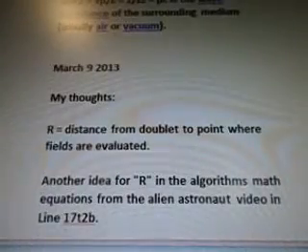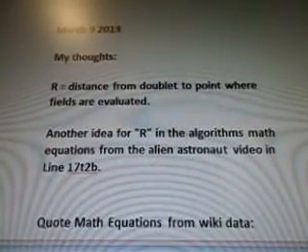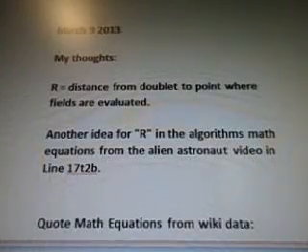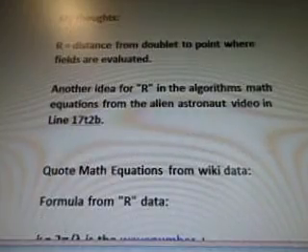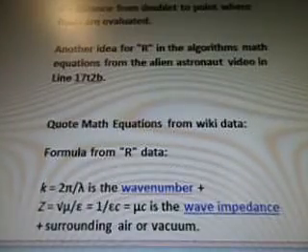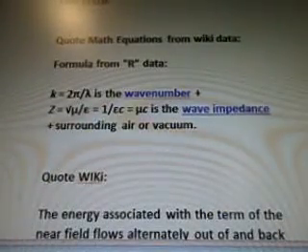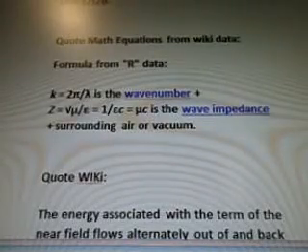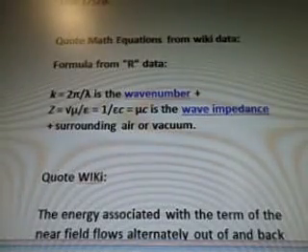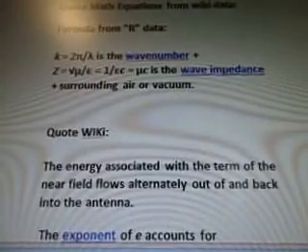So March 9th, okay, my thoughts. R equals the distance from doublet to point where fields are evaluated. Another idea for R in the algorithms math equations from the alien astronaut video in line 17 T2b. Quote, math equations from Wikidata, formula R data is K equals 2π wave number, Z equals that algorithm with the wave impedance and surrounding air or vacuum.